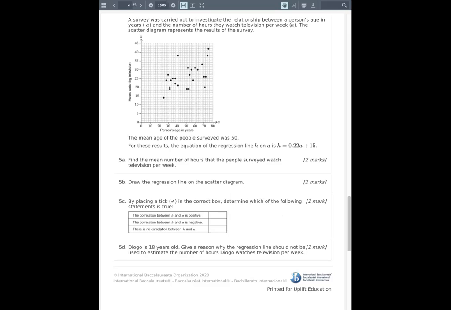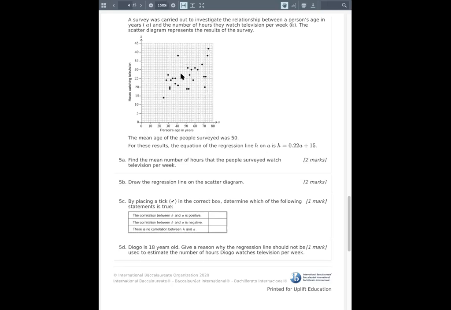Okay, so draw the regression line on the scatter diagram. Oh, Alan, do you know how to explain this? Okay, I can try. So you know how we found the mean age? So 50 would be your X value, and then whatever comes out would be your Y value. That'd be 26. So you would find 50 and 26.